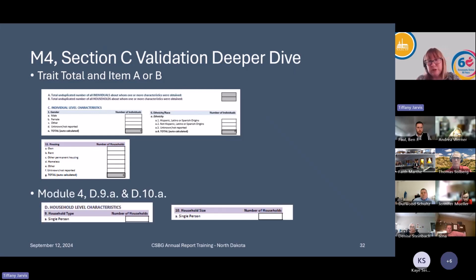There's a couple of exceptions, and this is now looking at D9A and D10A. Usually they're both saying single person. One is a single person household and one's a single person household size. We would expect those to be the same. This one I know is a little bit more tricky.